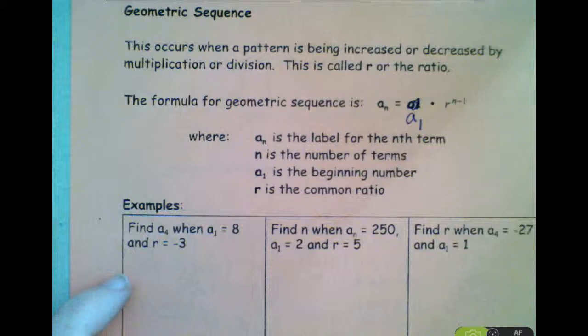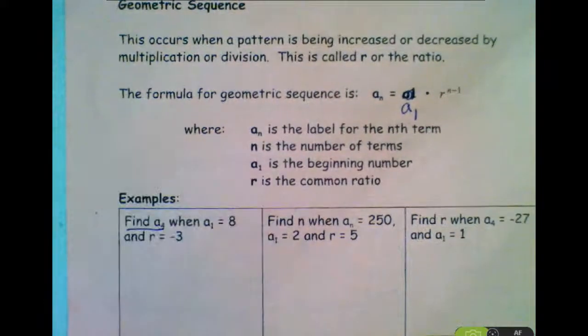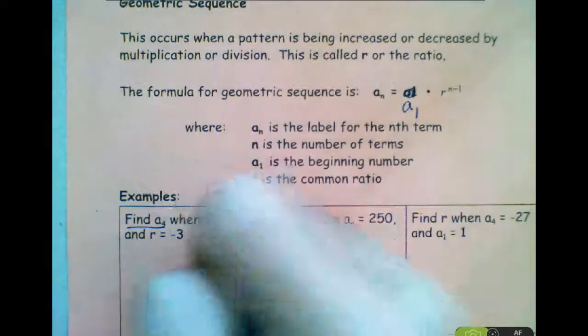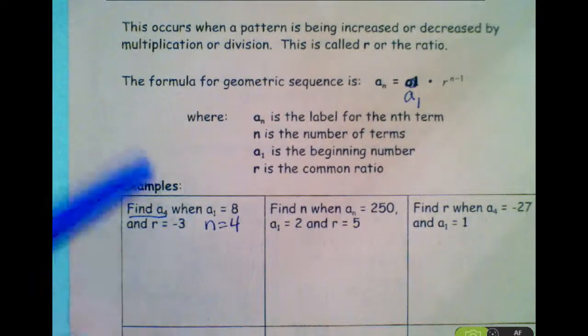So, first one. Find A4 when A1 equals 8 and R equals negative 3. So, Leilani, do you know what your number of terms is? If it says A4, what's our n? Yep, so n equals 4, good. So now see if you can fill in that formula for me.